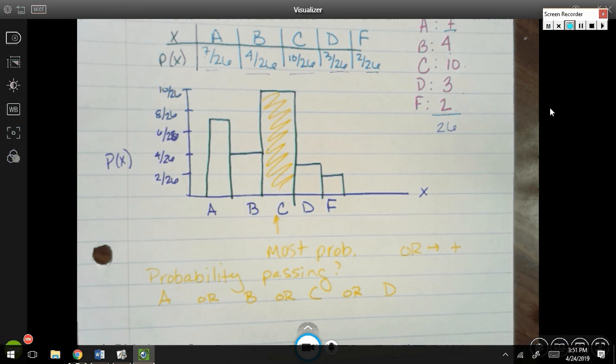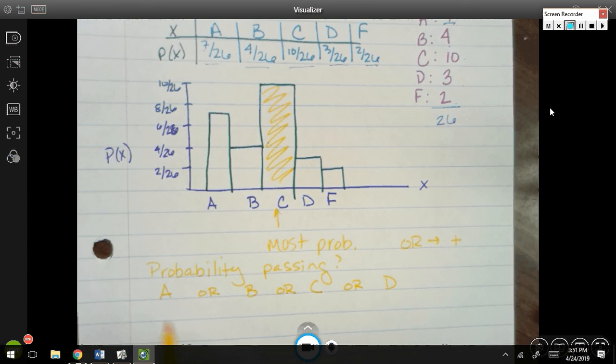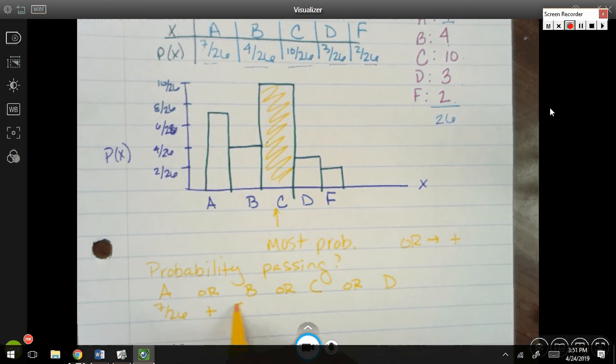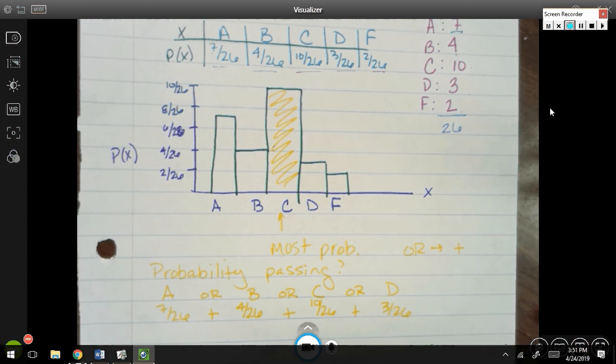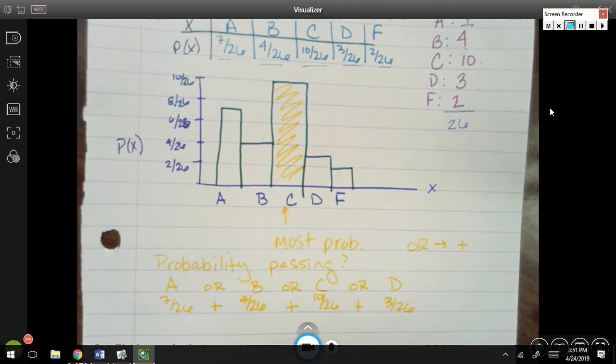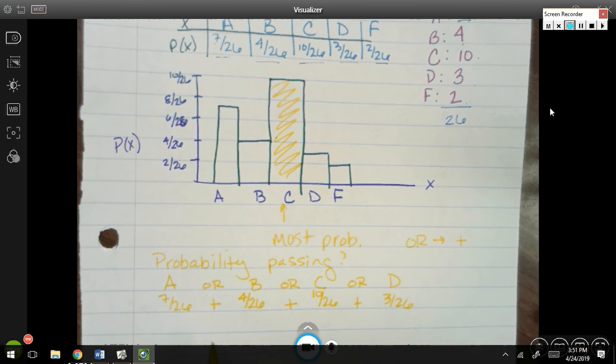Well, the probability of making an A is 7 out of 26. Or means add. 4 out of 26 for the B. Again, add. The C is 10 out of 26. Add. And the D is 3 out of 26. So the probability of passing the test would be 24 out of 26.